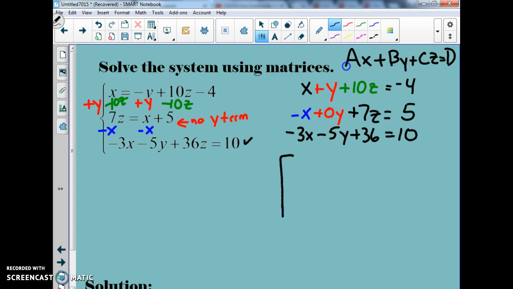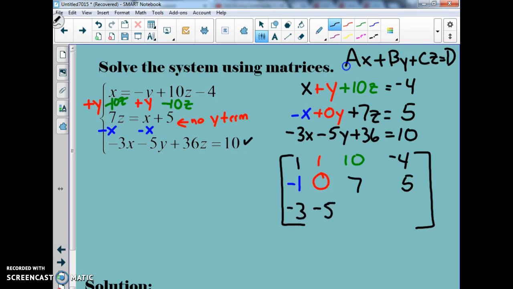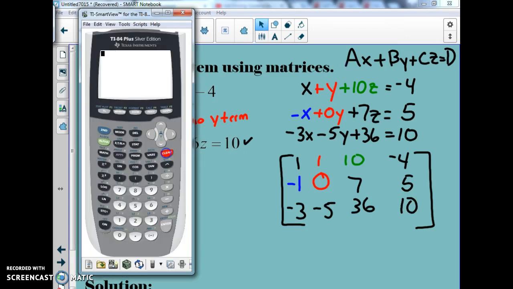I'm going to have another 3 by 4 matrix, I should say. My coefficients are 1, 1, 10, and my constant of, sorry, negative 4. For the next row, my coefficients are negative 1, 0, 7, and the constant value of 5. For the third row, negative 3, negative 5, 36, and 10.